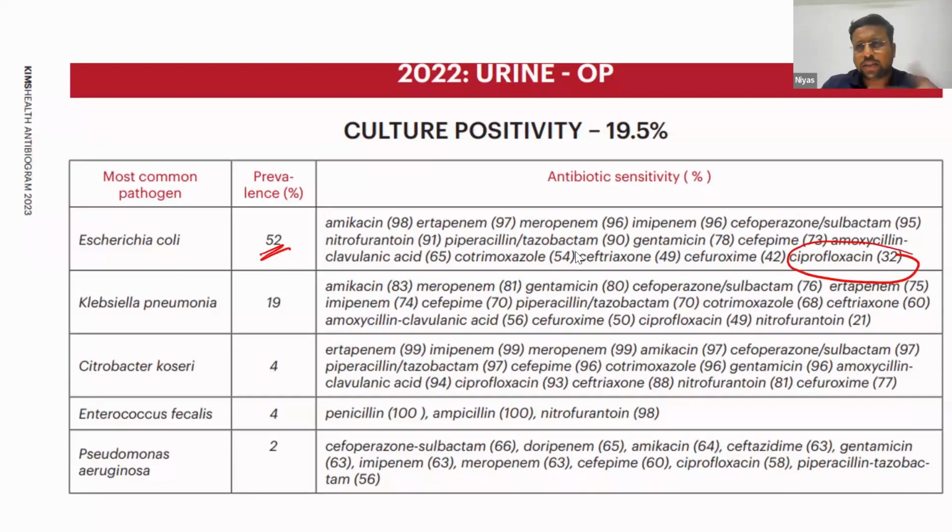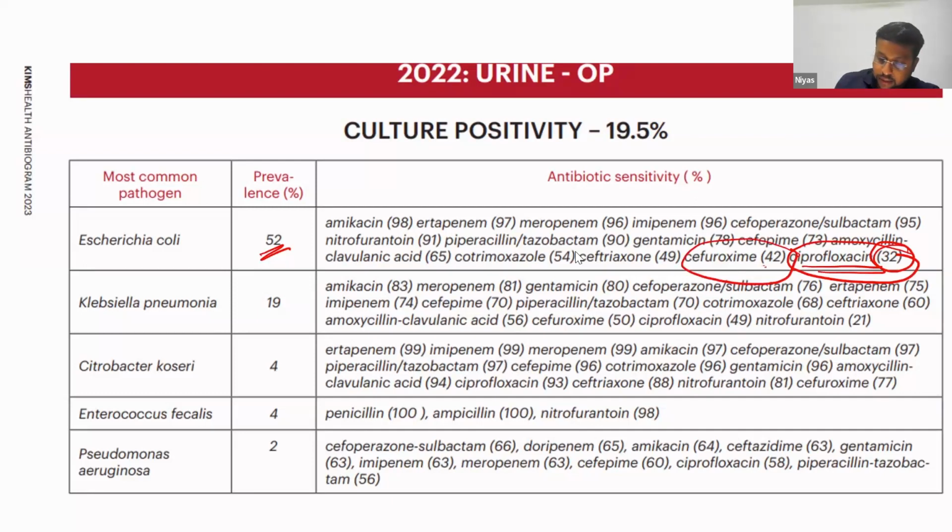and the state. This is almost similar, at least in Kerala. Ciprofloxacin, this is the sensitivity: only 32% is sensitive. So you're empirically treating a patient of UTI with ciprofloxacin, which means that 70% of the time you will be failing. Or you use an oral cephalosporin, let's say cefuroxime.